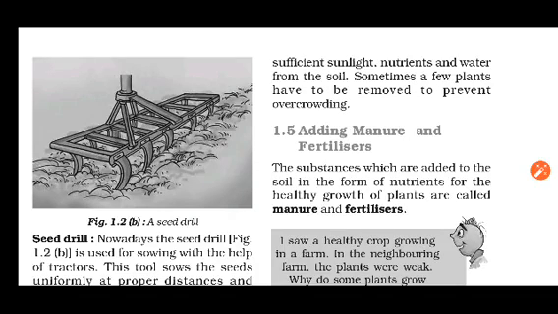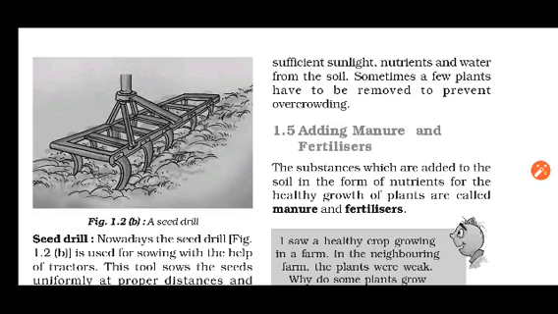Proper distance allows plants to get sufficient sunlight, nutrients and water from the soil. And if seeds are sown at a sufficient distance, then there will be no competition and there will be sufficient light for every plant, there will be sufficient nutrients for every plant. So we should take care of that. Sometimes a few plants have to be removed to prevent overcrowding. और कभी कभी अगर overcrowding हो भी जाती है, then we manually remove some plants.